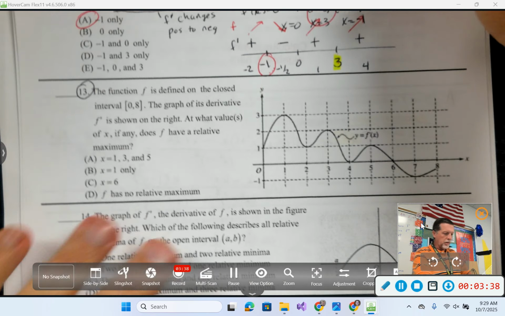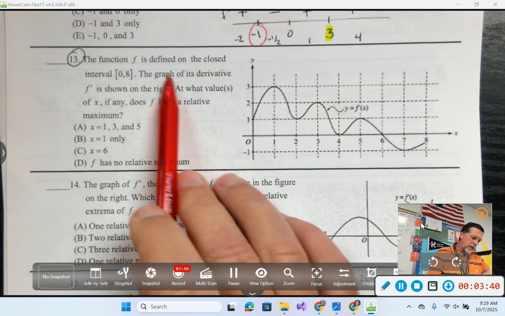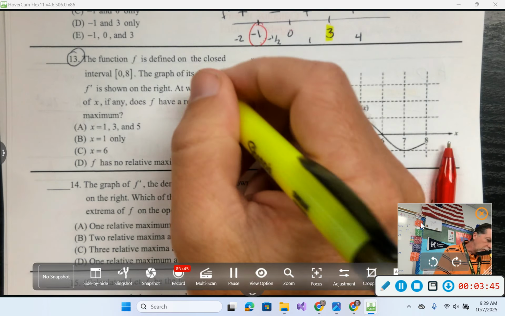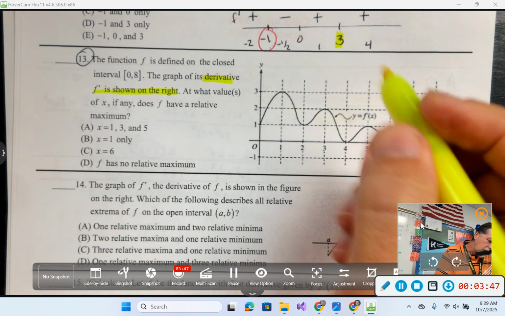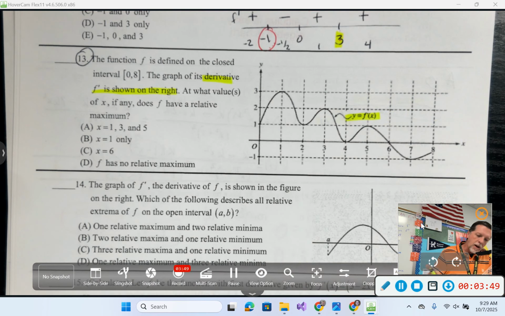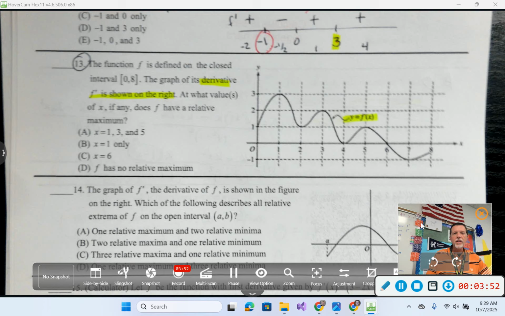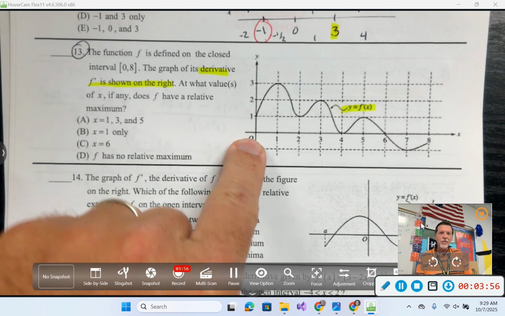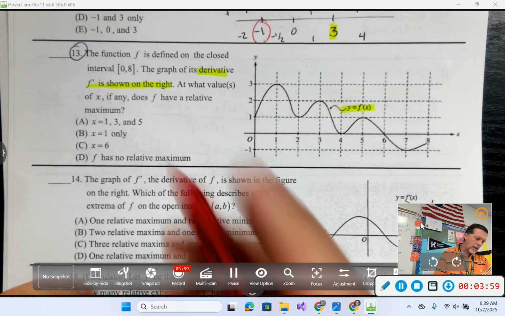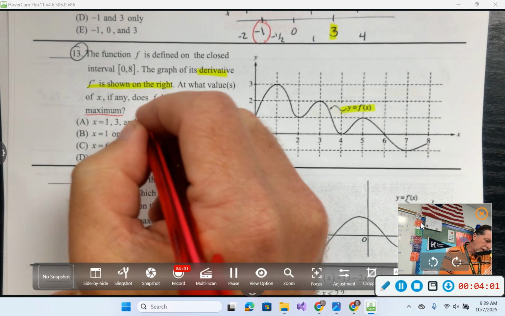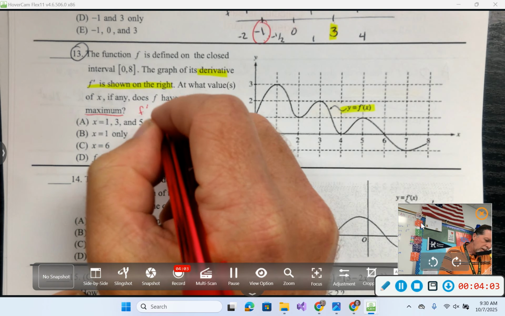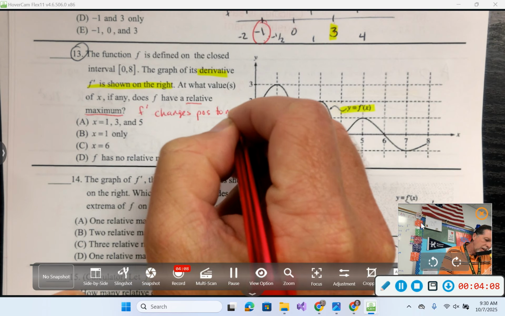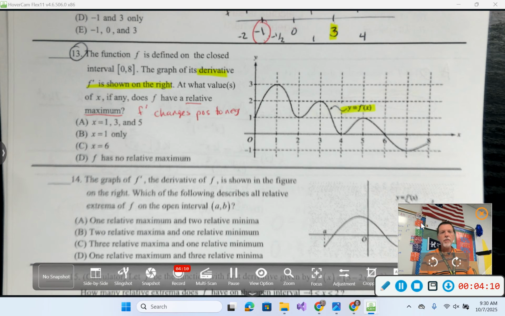13 is similar. The function f is defined on the closed interval 0 to 8. The graph of its derivative is shown on the right. This is the graph of f prime. So again, they're giving you the derivative. You don't have to take a derivative. They're telling you this is the derivative. Use this. Relative maximum, that occurs when f prime changes from positive to negative. That lets me know what I'm looking for.